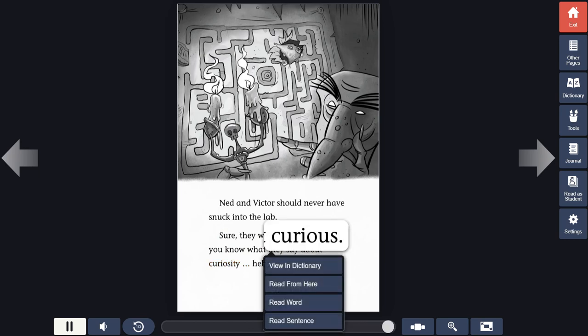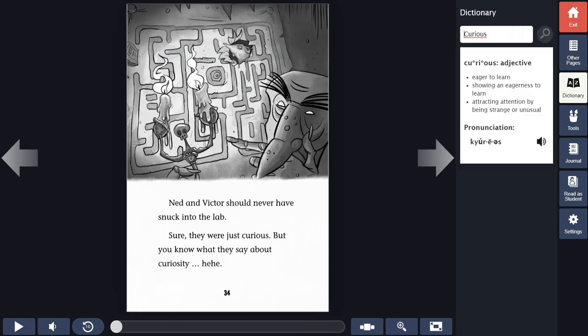The word curious, I think you know this one, but let's still check. It means eager to learn, showing an eagerness to learn, attracting attention by being strange or unusual. The definition is not that good, so I'll try to explain in simple terms. Curious basically means, for example, if there is a door right here and your mother or father tells you not to open it, if you open that door and want to see what's inside, that's your curiosity. That shows you as a curious person. It's basically like that.